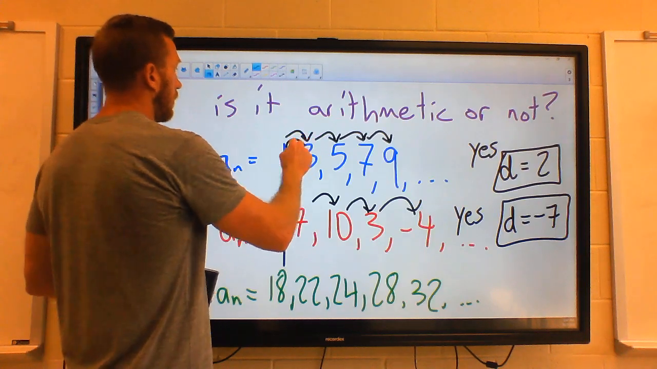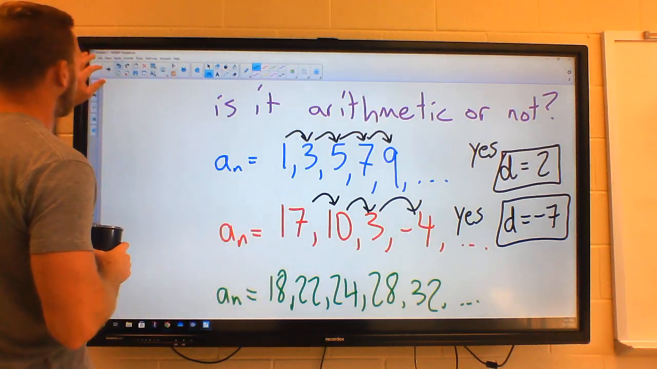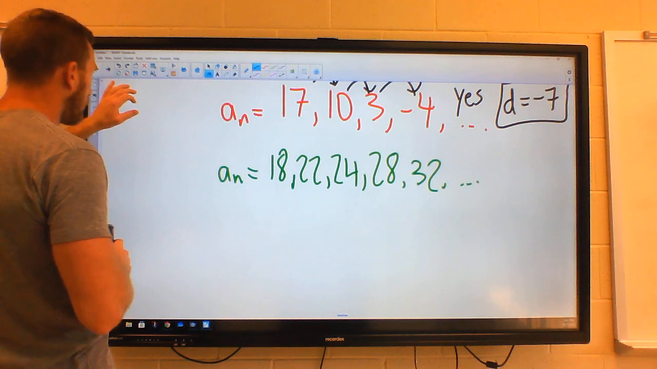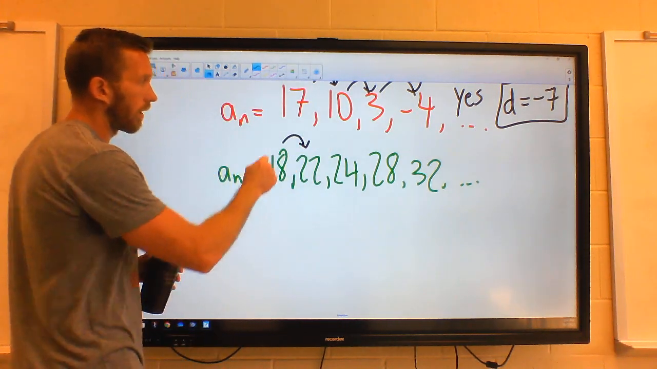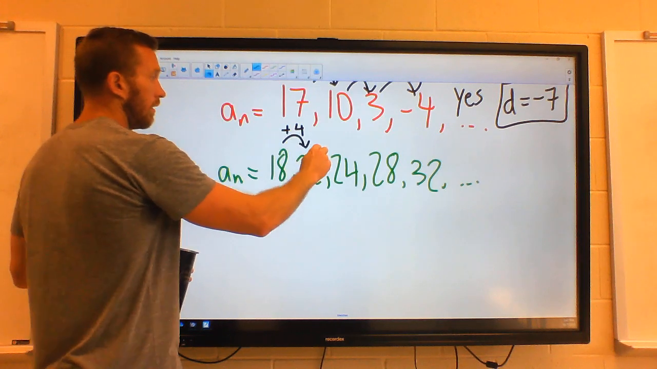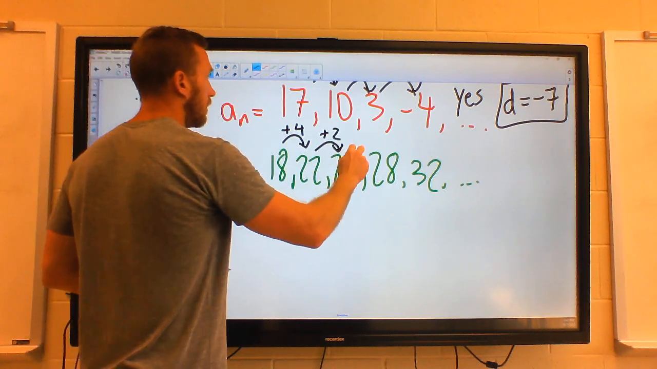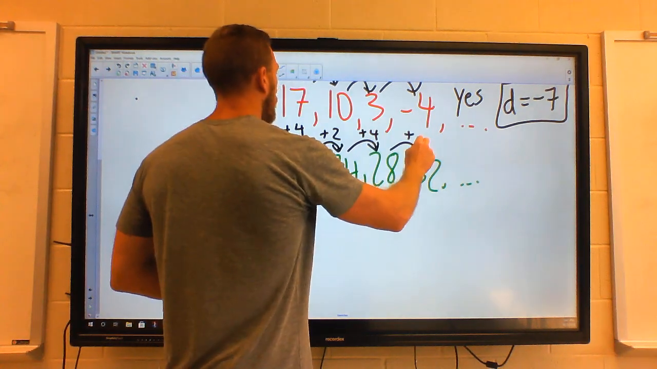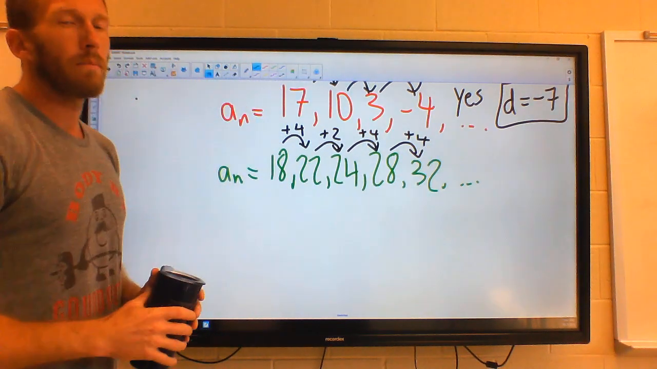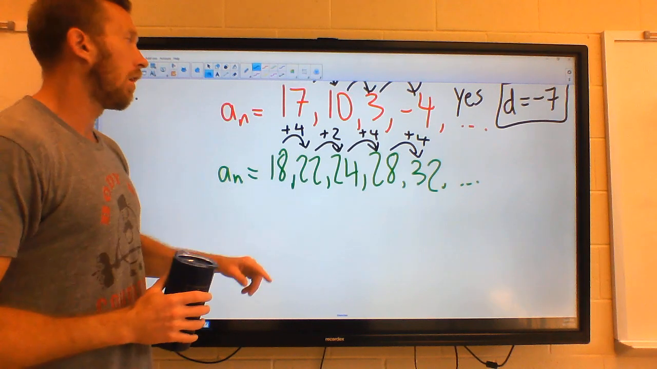What about this third one? Whoa, my screen just jacked up. What else is new? Gotta love the technology. Okay, so plus 4, plus 2, plus 4, plus 4. Almost arithmetic, but it's not. There's one term that's off.